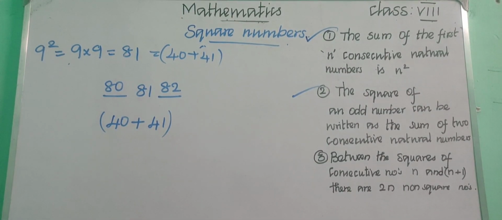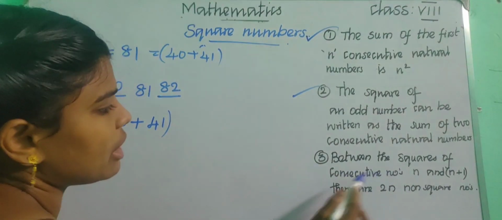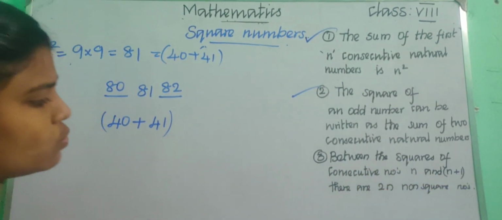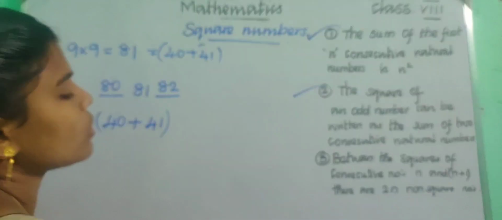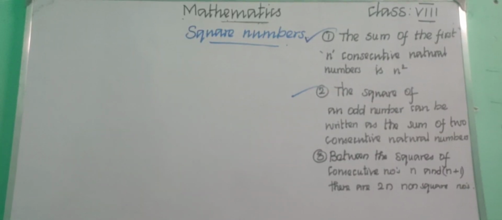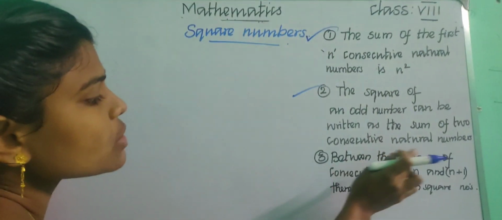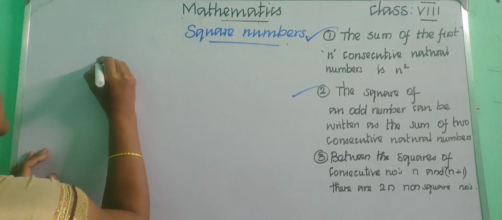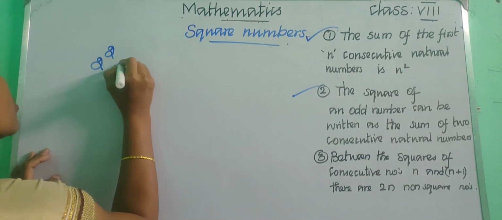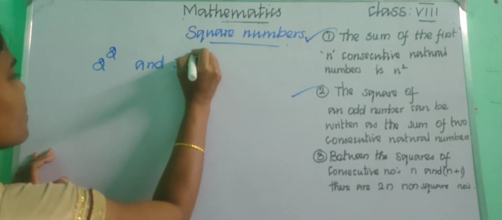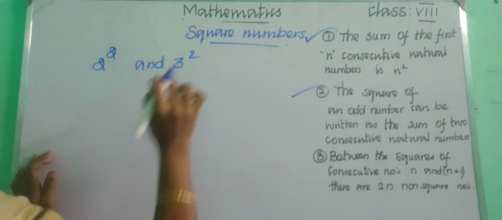Between the squares of consecutive numbers n and n plus 1, there are 2n non-square numbers. Okay, children, let us check that. Let us take the squares of consecutive numbers as 2 squared and 3 squared.